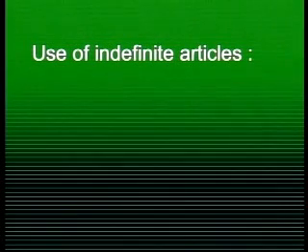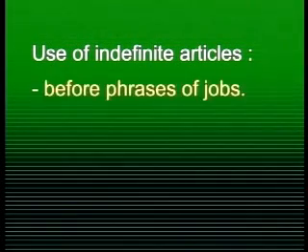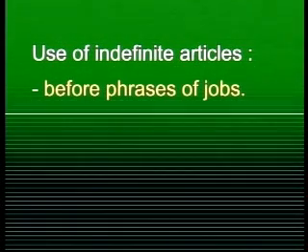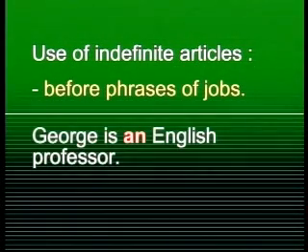Generally, we use the article a when the noun we are referring to begins with a consonant, and we use an for nouns that begin with the vowels a, e, i, o, u. Next, we use a and an when we talk about a job or profession. For example, George is an English professor.